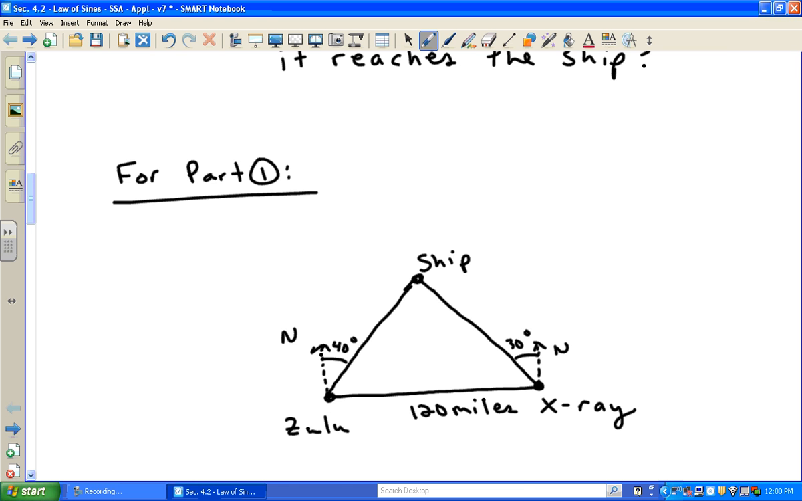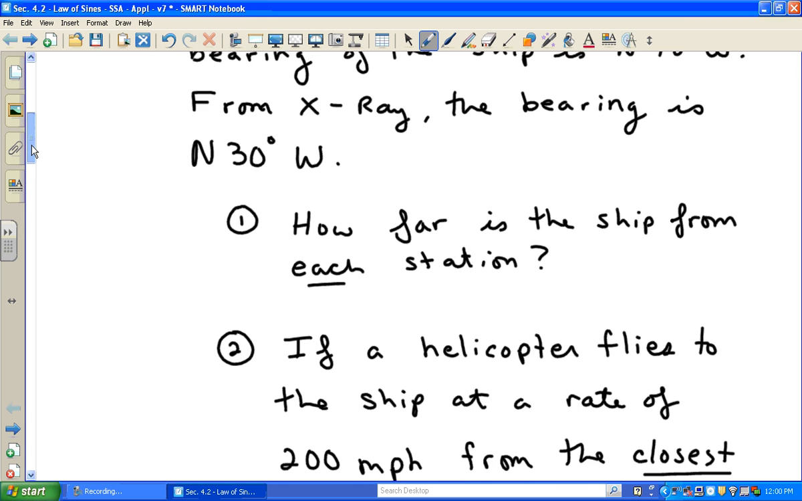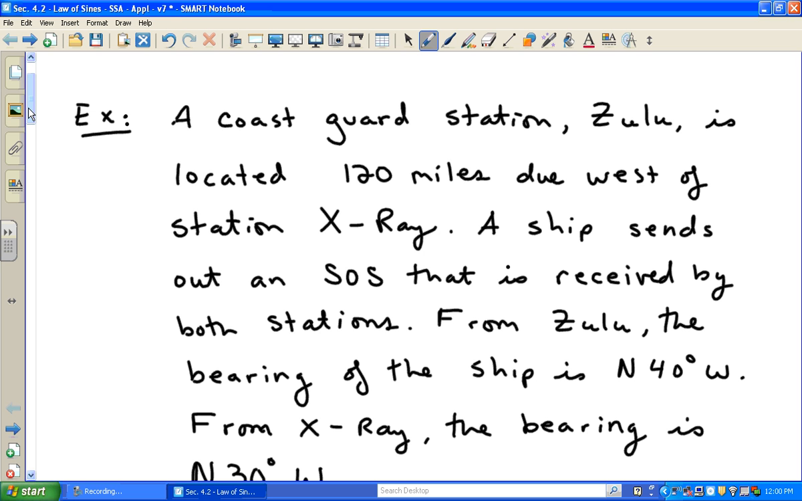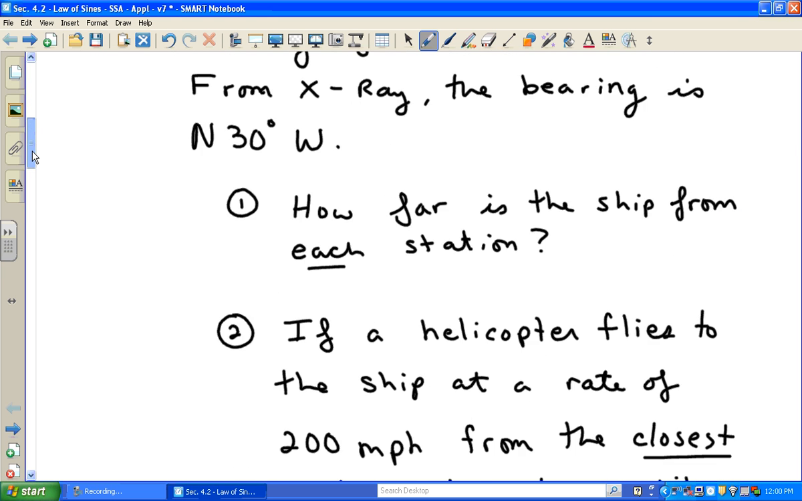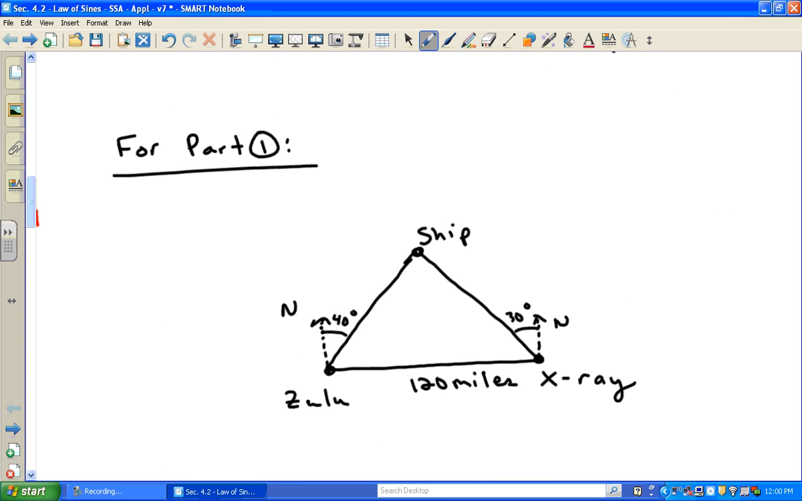Let me scroll up. I'm going to double check some information up here. Actually, I believe I have something wrong in my problem, and I need to correct that. I miscopied something. It says from Zulu, the bearing of the ship is north 40 degrees west, but that bearing should actually be north 40 degrees east. I have my picture drawn correctly. I just copied the problem down incorrectly to begin with.